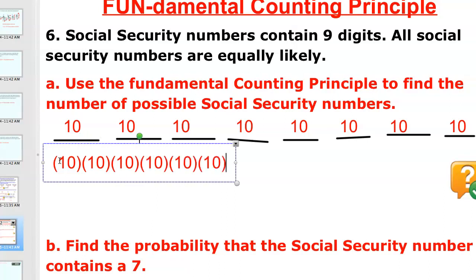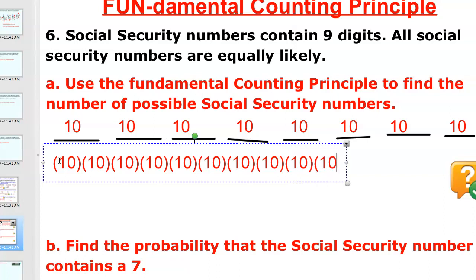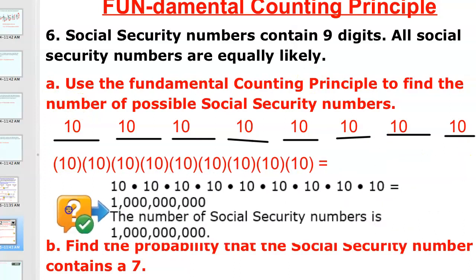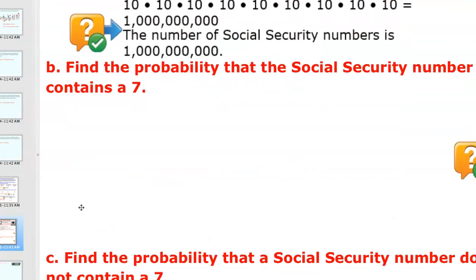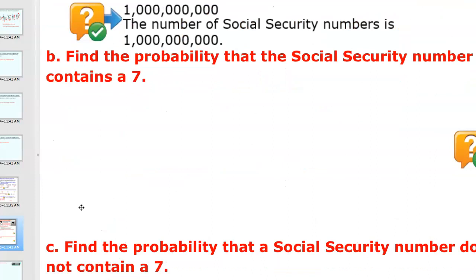3, 4, 5, 6, 7, 8, 9. Okay, I didn't want this last one. There are only 9 numbers, okay? So we would multiply all of those together. Wow. That is a lot of Social Security numbers. That's insane. It's amazing. Next, we're going to find the probability that the Social Security number contains a 7.